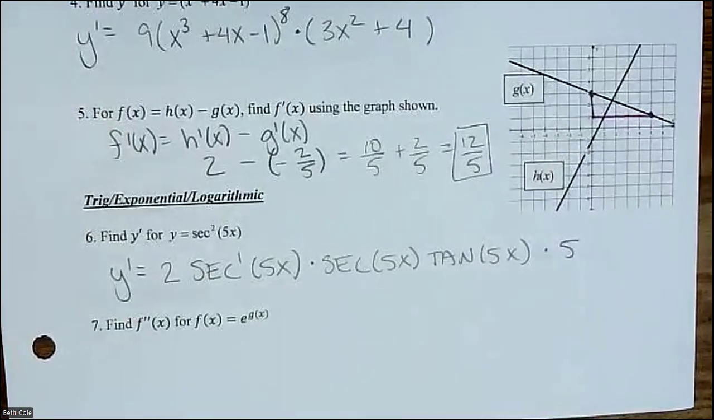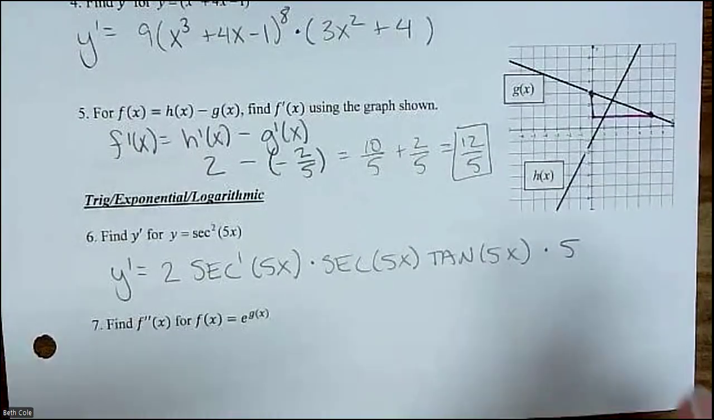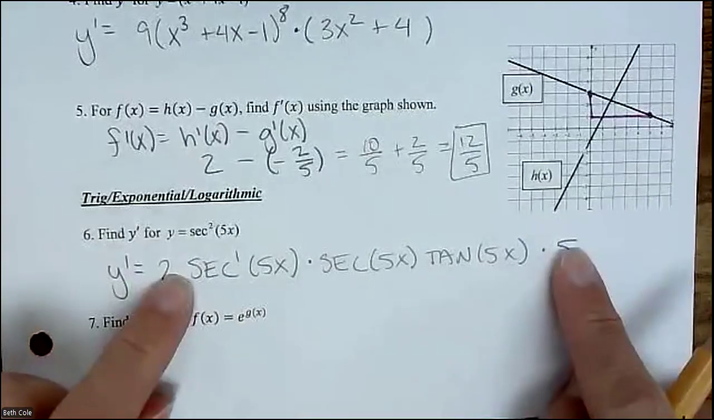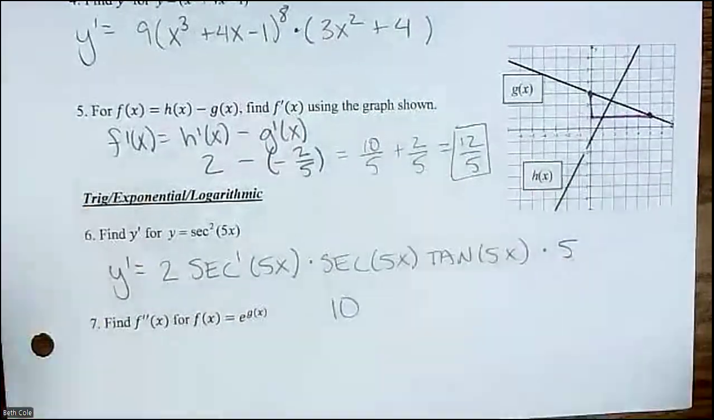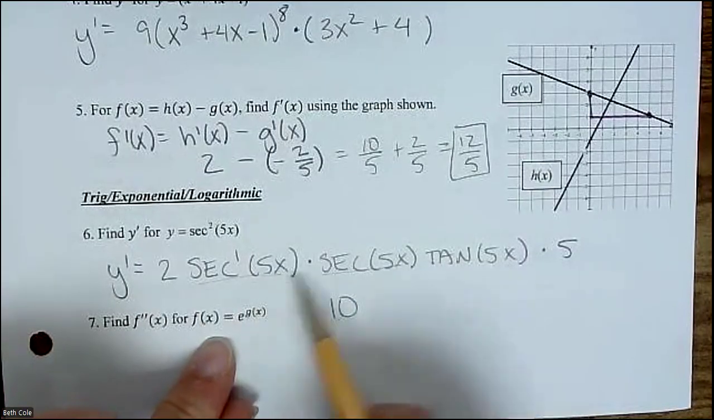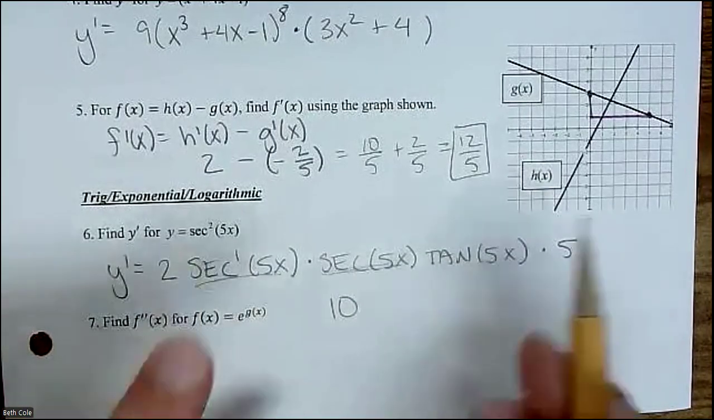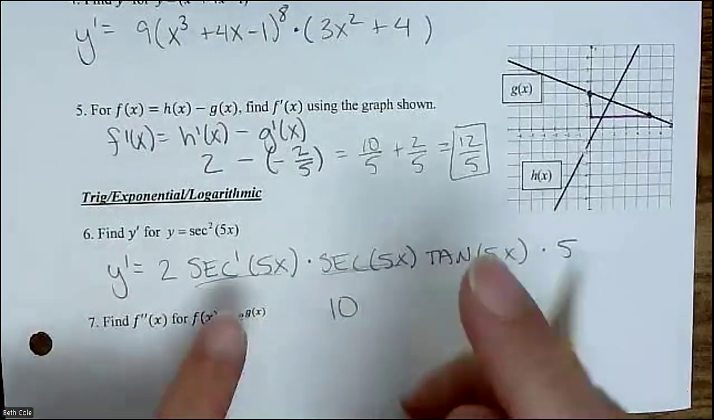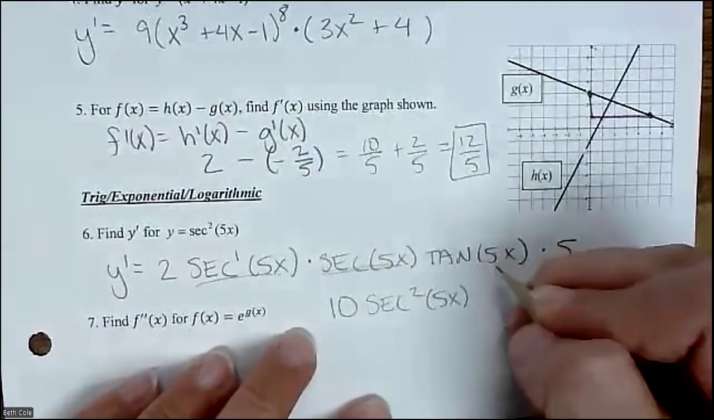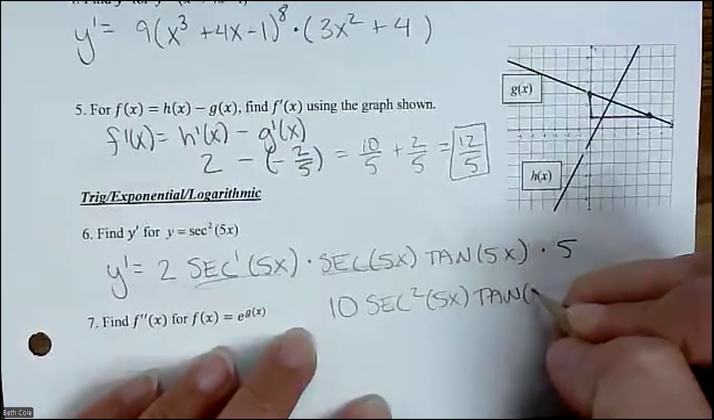I am going to rewrite this one so that we can talk about how it simplifies because, again, the answer choice won't look like it. Believe it or not, this is all one thing. You would do 2 times 5, which is 10. And you have secant times secant, which would come out to secant squared. So because you had 2 of them there, it's secant squared 5x and then tangent 5x.